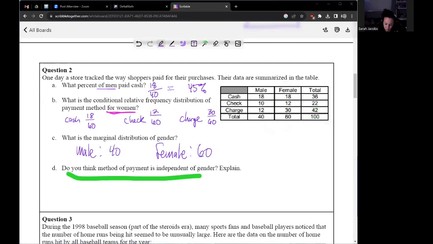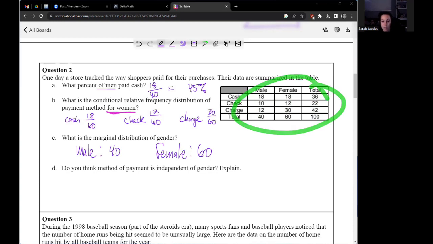This last question, do you think method of payment is independent of gender? The question here is, do these breakdowns between the genders for method of payment match close enough to the total? So I'm going to almost remake this table, but just with percents. In this case, I need to have percents to compare because there's a different number of men versus women. And then those numbers are very different than the total. So we need to compare apples to apples. Let's make them all percents.